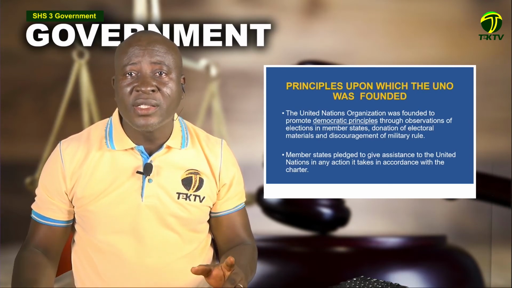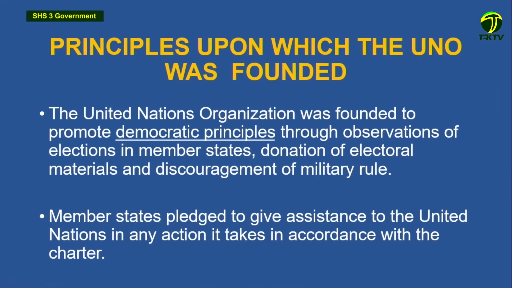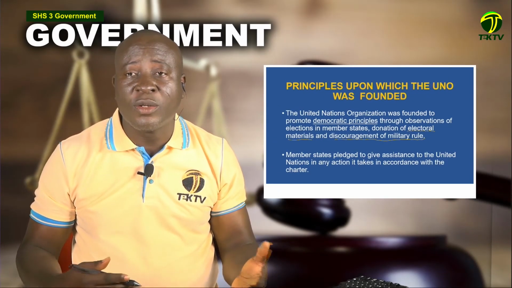So the United Nations was founded to promote democratic principles through observation of elections in member states, donation of electoral materials, and discouragement of military rule. When election is taking place in Ghana, there are other UN sent election observers.